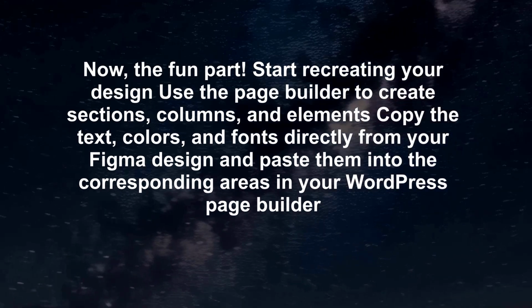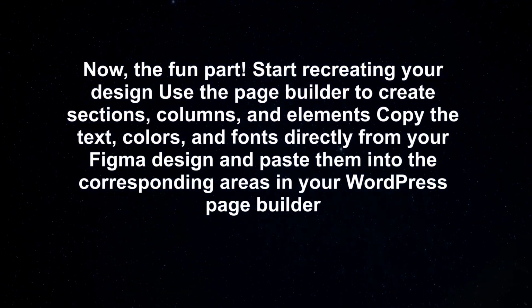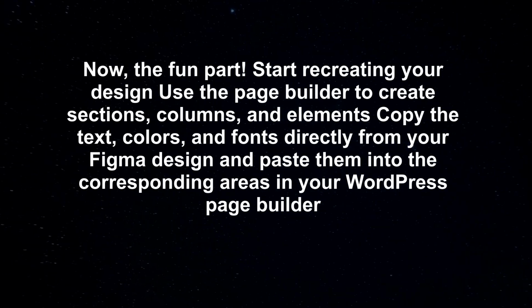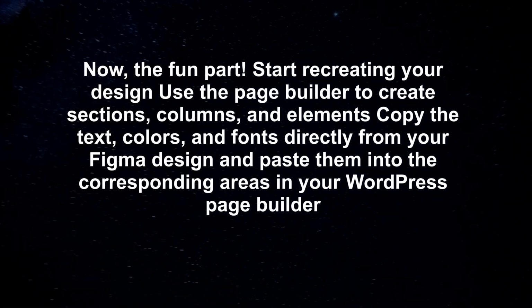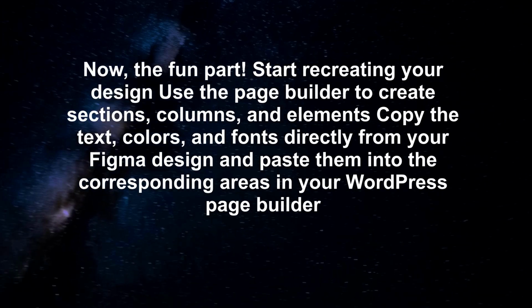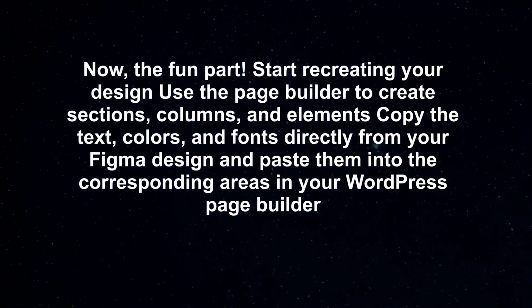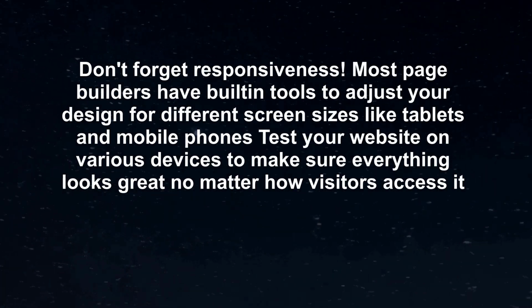Use the page builder to create sections, columns, and elements. Copy the text, colors, and fonts directly from your Figma design and paste them into the corresponding areas in your WordPress page builder. Don't forget responsiveness.